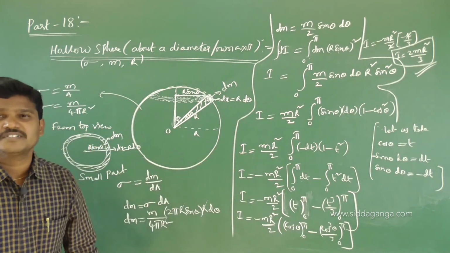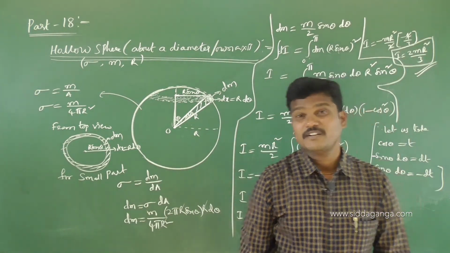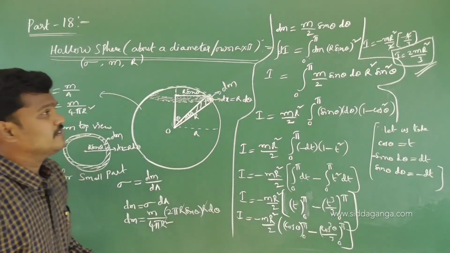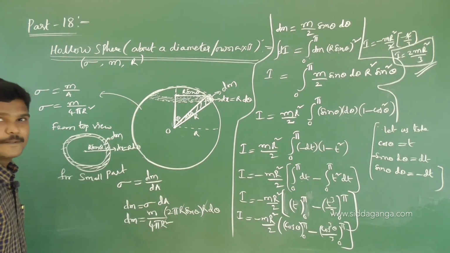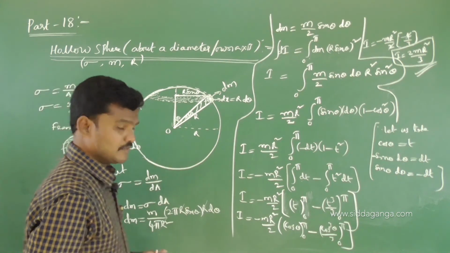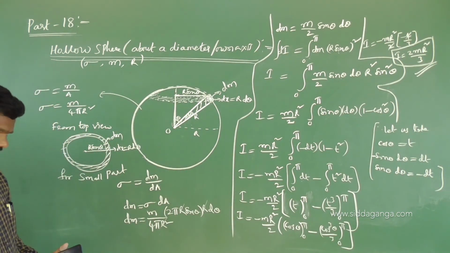Some integrations are lengthy, don't worry, practice two or three times. So what is the final formula? I got it now, 2 mr square by 3. This is about a diameter. Take this: about a diameter it is 2 by 3 mr square.